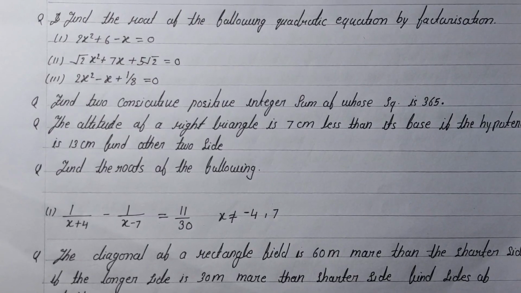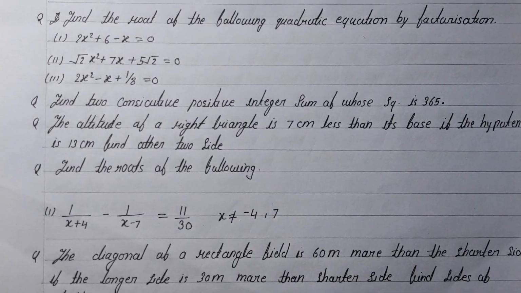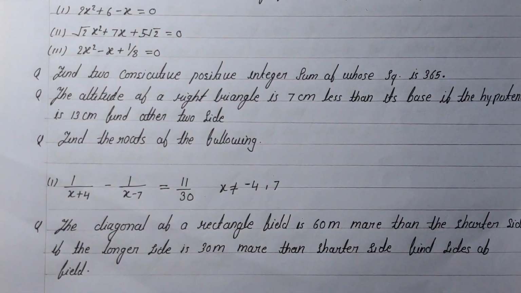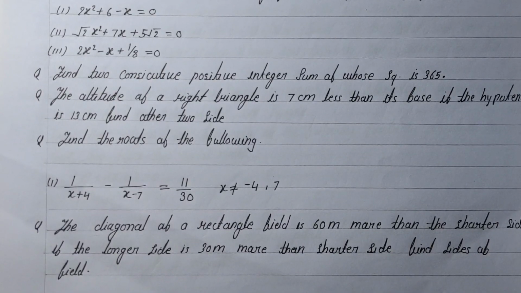Next, the altitude of a right triangle is 7 cm less than its base. If the hypotenuse is 13 cm, find the other two sides. Next, find the roots of the following. First, 1/(x plus 4) minus 1/(x minus 7) is equal to 11/30, where x is not equal to minus 4 and 7.